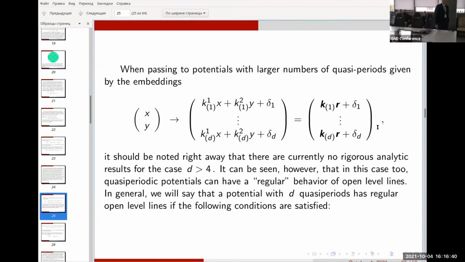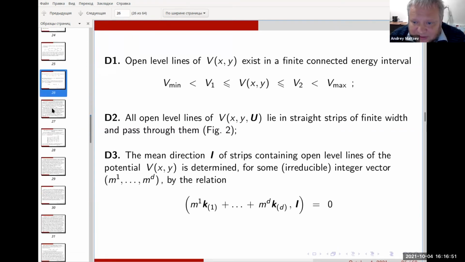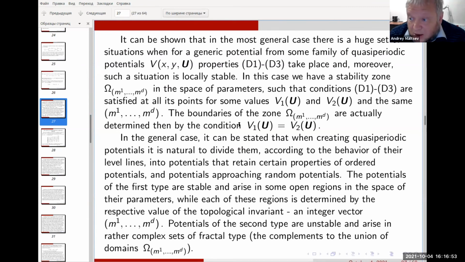Okay. There is a similar situation. Let me just say that in this case we have two sets. One corresponds to topological numbers, and its complement corresponds to chaotic behavior of level lines.